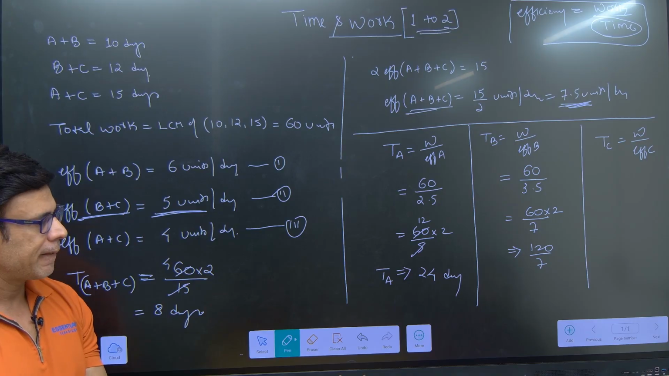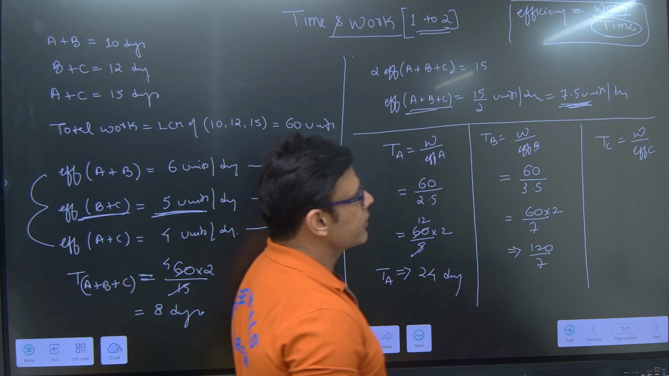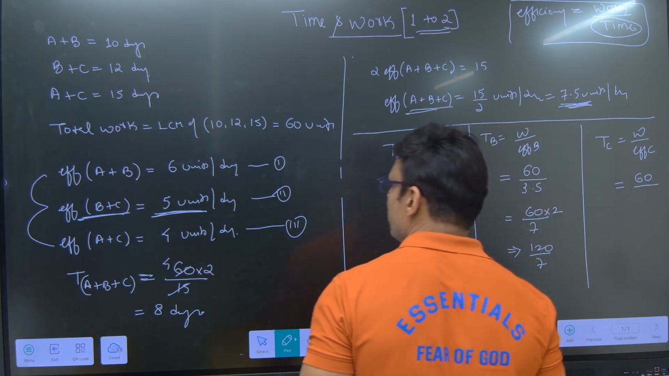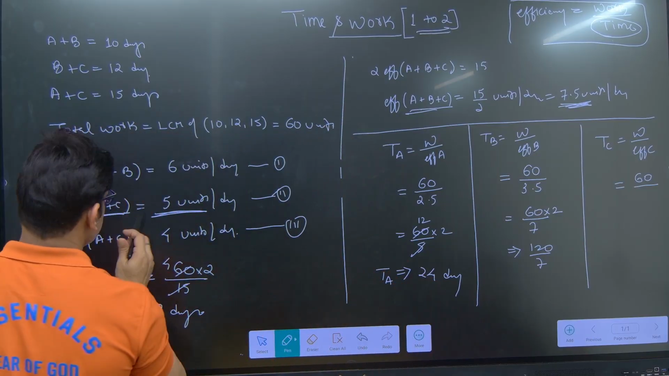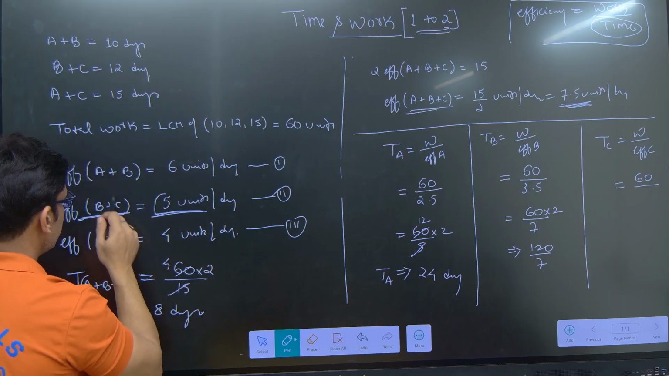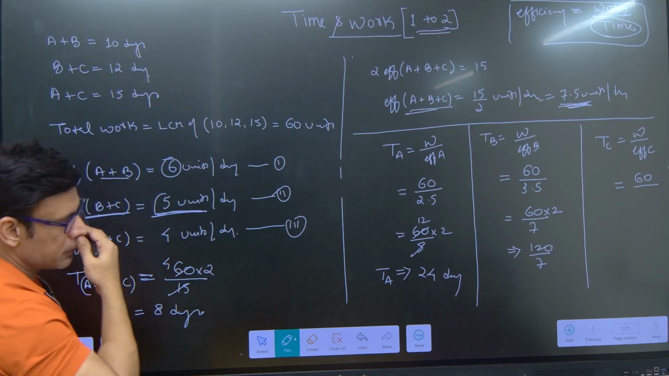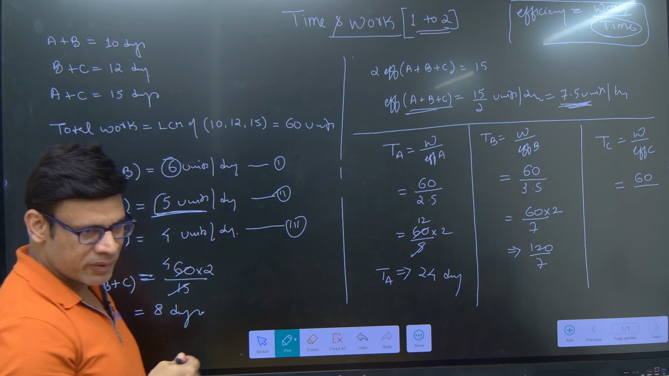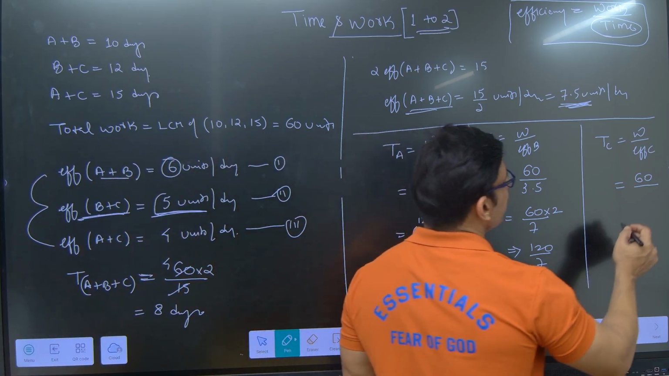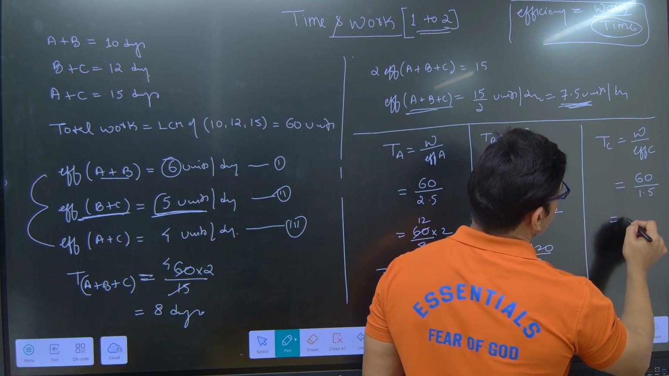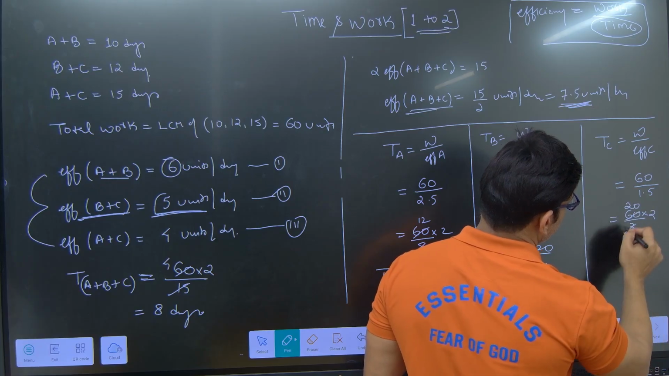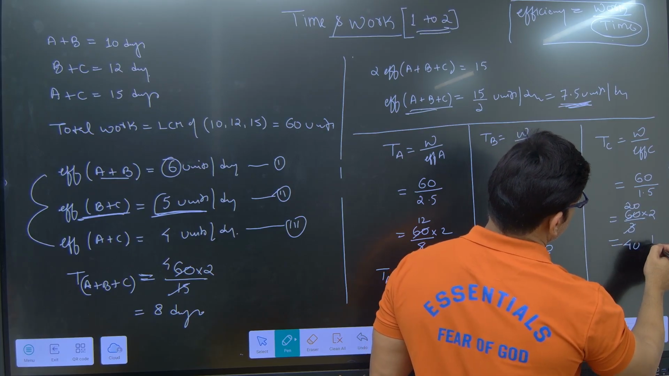And if you have to find out the efficiency of C, I have to find out A plus B is taking how much? 6. And total is 7.5. So it's 1.5. 1.5 is 3 by 2. It is 60 by 3 by 2, which is 40 days.